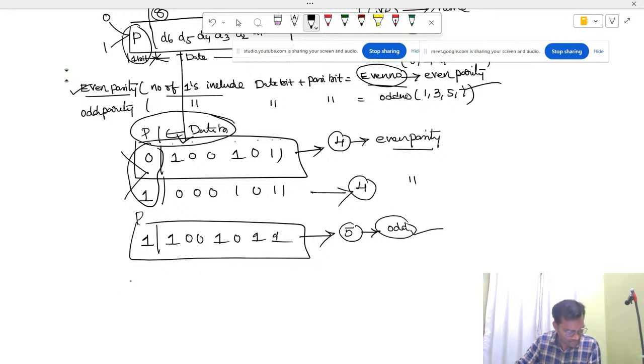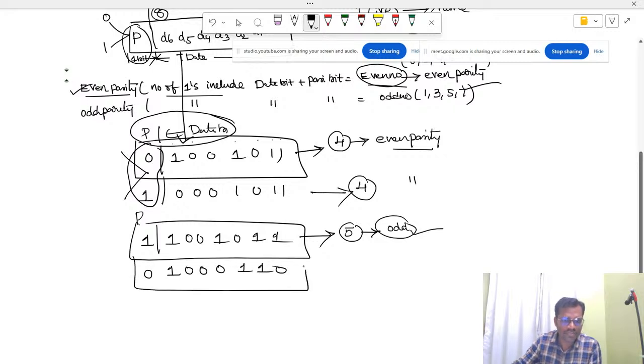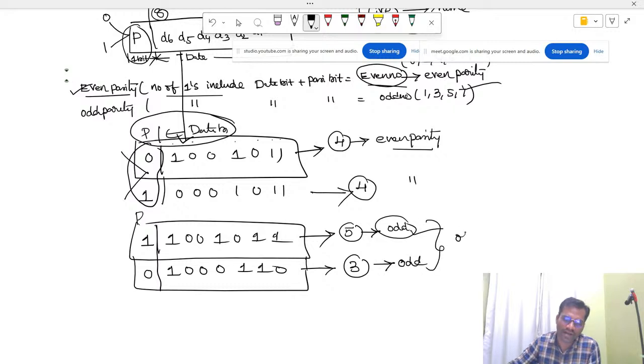And I will give one more example to understand this. So here the parity is 0, and the data bits are 1000 and 110. Now you count the number of ones in the data bits and parity bit. Three. So is 3 an even number or odd number? Odd number. Therefore, these two are examples of odd parity. Okay, so you may understand what the code is here.